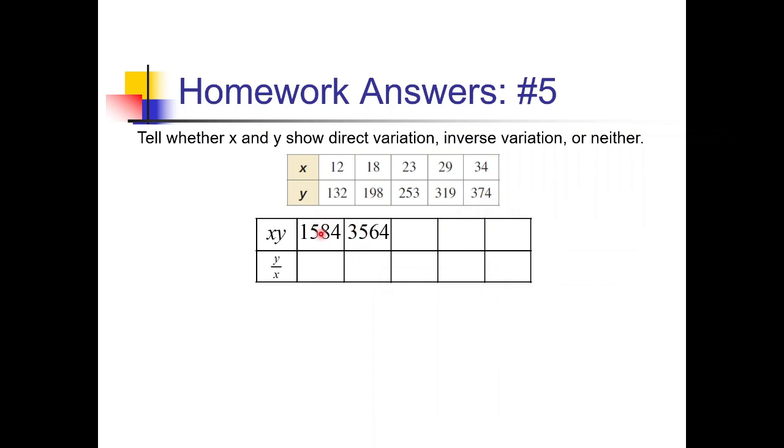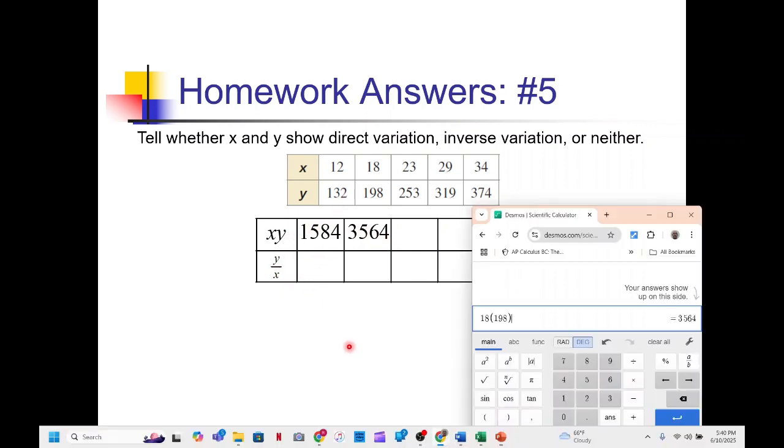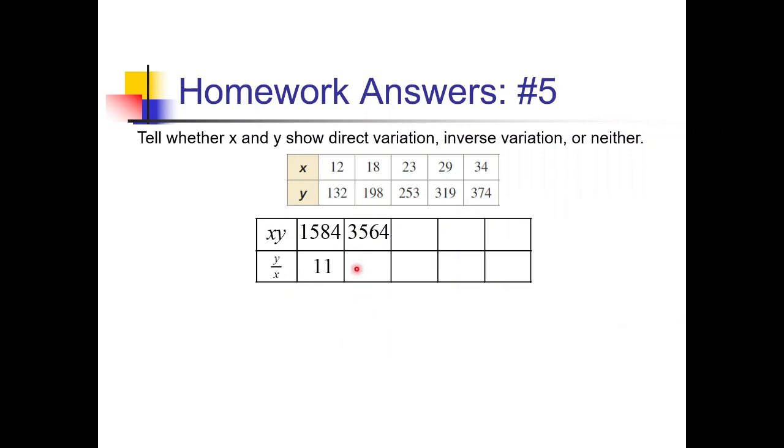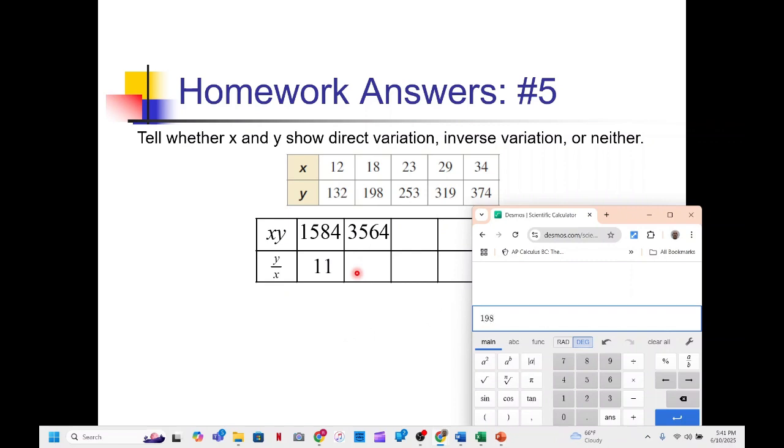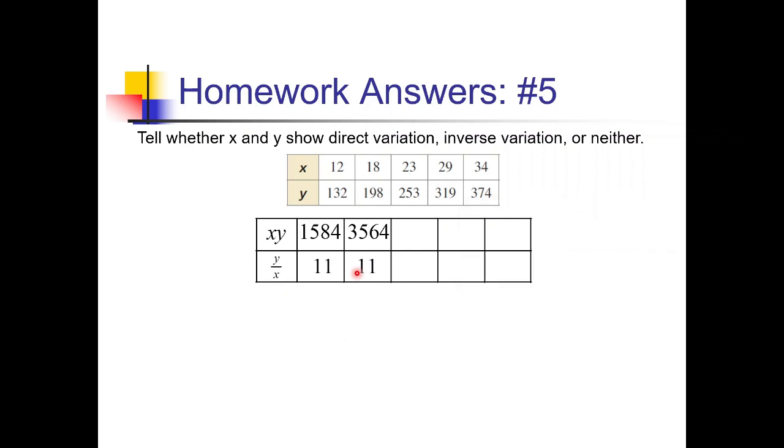Now, since we don't have a common product, even in these first two, right away we know we don't have a common product at all. So we're going to move on to the ratio test here. Let's do 132 divided by 12, gives me 11. And then 198 over 18 is 11.